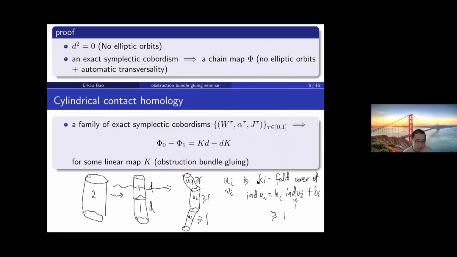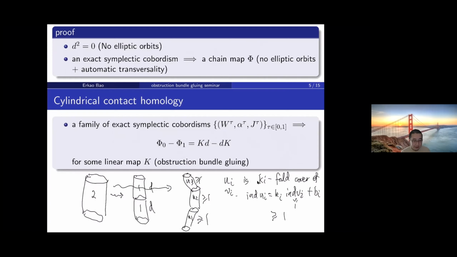Then next we need to show that an exact symplectic cobordism gives a chain map. This one also uses no elliptic orbits, and it also uses a little bit of automatic transversality. I don't want to go into the proof there, because I want to move to the obstruction bundle gluing.